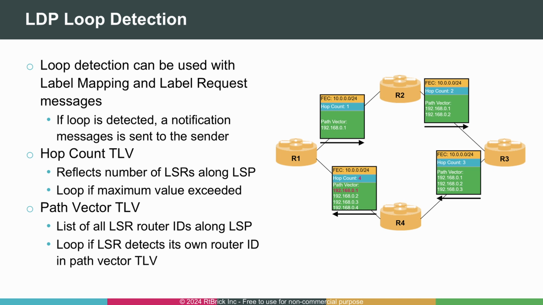R1 advertises a label mapping message to R2, adding its router ID to the path vector. Each transit LSR adds its own router ID to the path vector. When R1 receives the same label message from R4, it detects its own router ID in the list. Regardless of the method used, if a loop is detected, the label mapping or label request is rejected, and a notification message is sent in response.